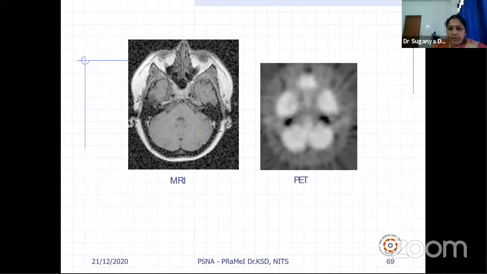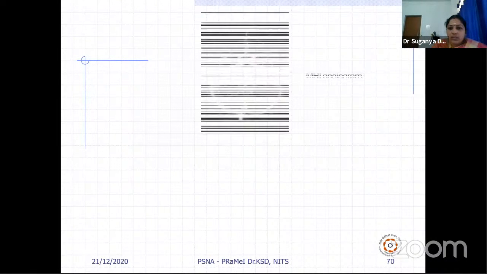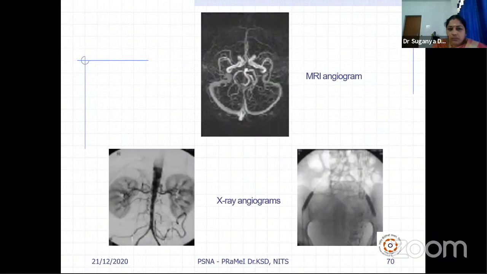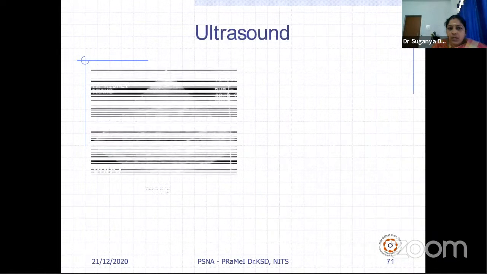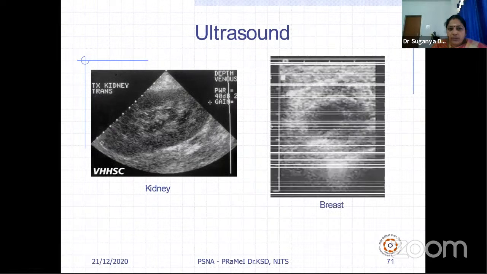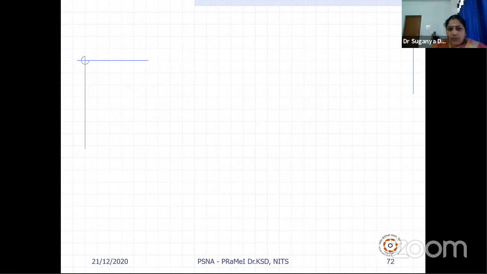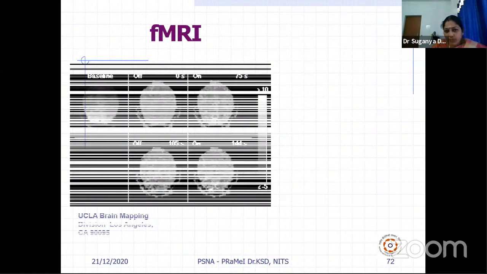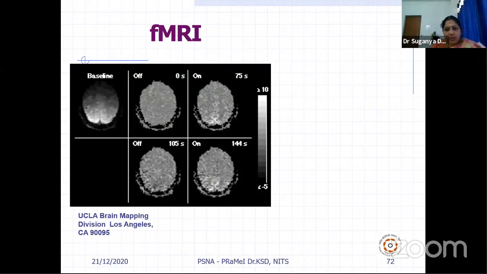This is the MRI and PET. This is the angiogram. And this is the ultrasound. This is for breast and kidney. This is the functional MRI. Functional MRI will have an off and on kind of pattern: for the first 0 seconds it is off, and it will be on at the 75th second. So if there is any change, it is working properly.